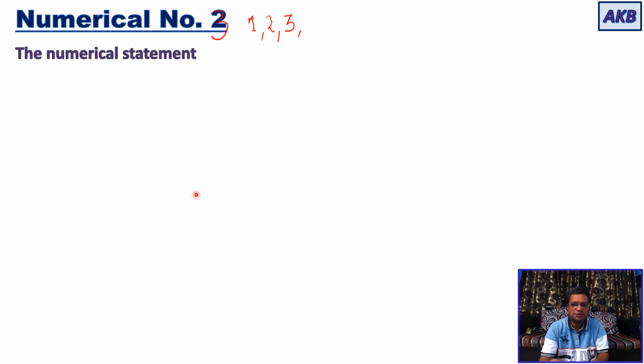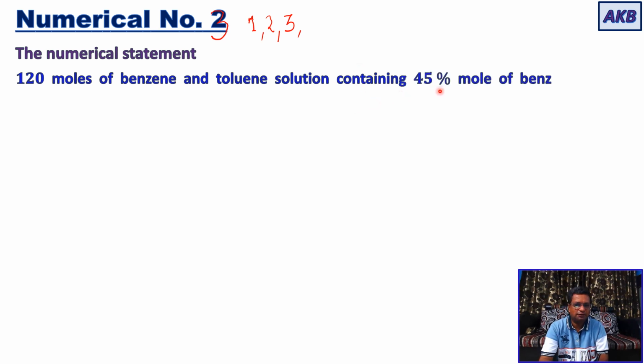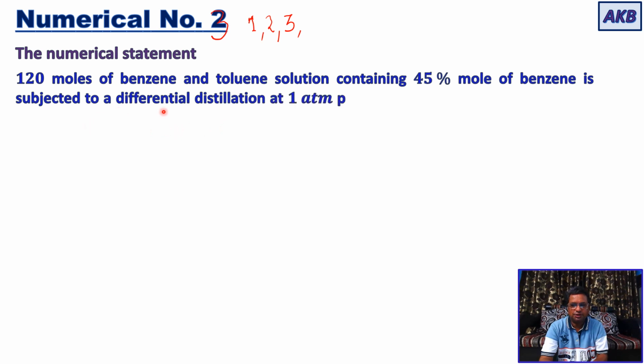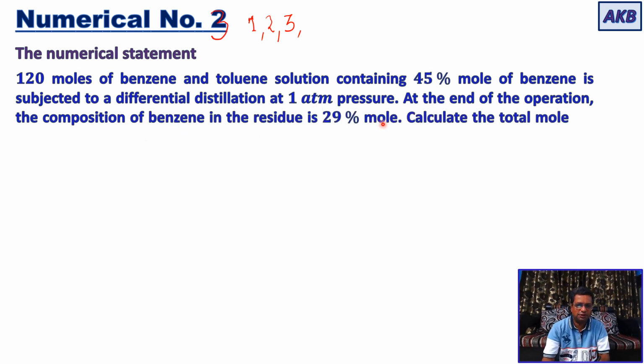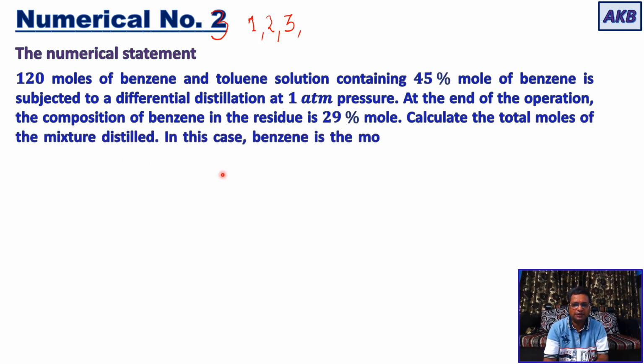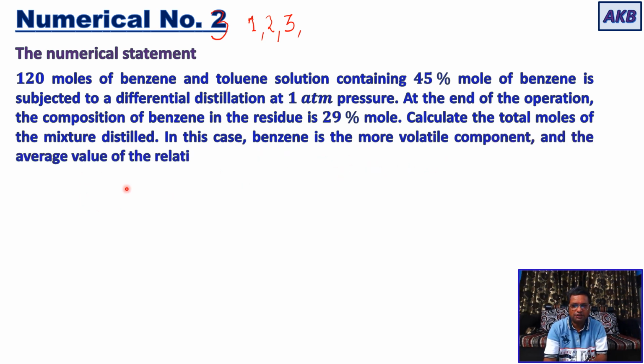The statement is: you have 120 moles of benzene and toluene solution containing 45% mole of benzene. It is subjected to a differential distillation at 1 atmosphere pressure. At the end of the operation, the composition of benzene in the residue is 29% mole. Calculate the total moles of mixture distilled. In this case, benzene is more volatile component and the average value of relative volatility is 2.16.